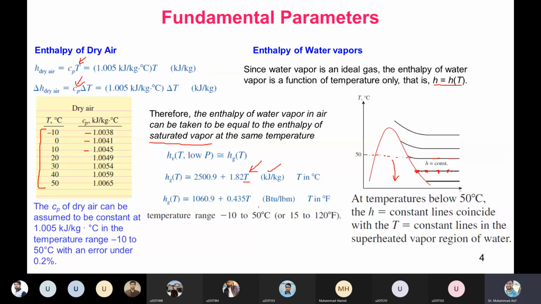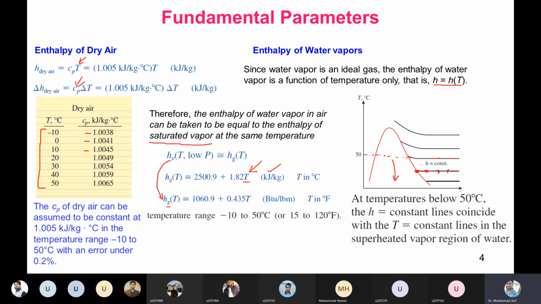So you can see that instead of Hv, we are using the symbol Hg. G is the representation of the saturated vapor. The enthalpy of the water vapors is basically equal to the enthalpy of the saturated vapor, Hg, right?